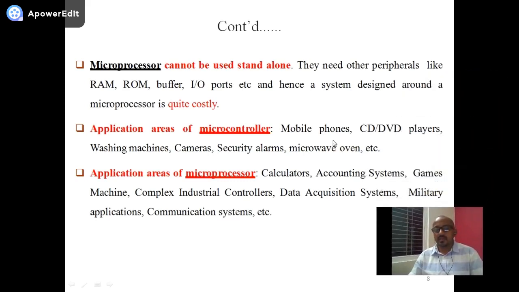The microprocessor cannot be used standalone. The application areas of the microcontroller are DVD players, washing machines, mice, cameras, and microwave ovens, as I already told. But microprocessors are used in calculators, accounting systems, game machines, industrial controls, data acquisition, and military applications.